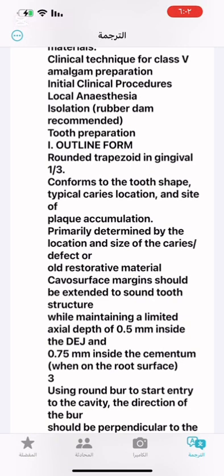3. Use a round burr to start entry to the cavity. The direction of the burr should be perpendicular to the buccal or palatal surface of the tooth. Then, using a tapered fissure burr of suitable size, enter the carious lesion to a limited initial axial depth of 0.5 mm inside the DEJ.